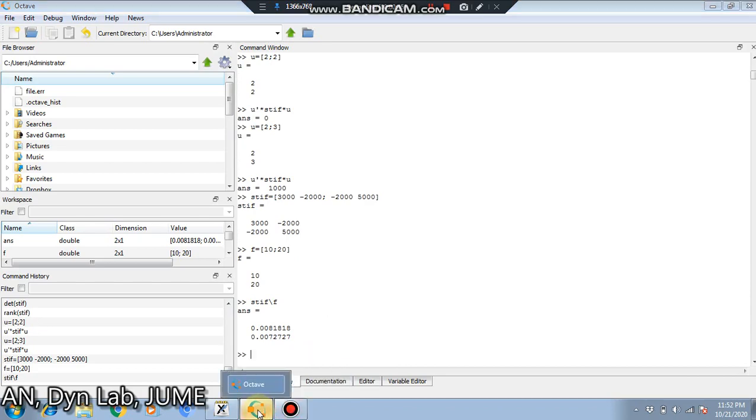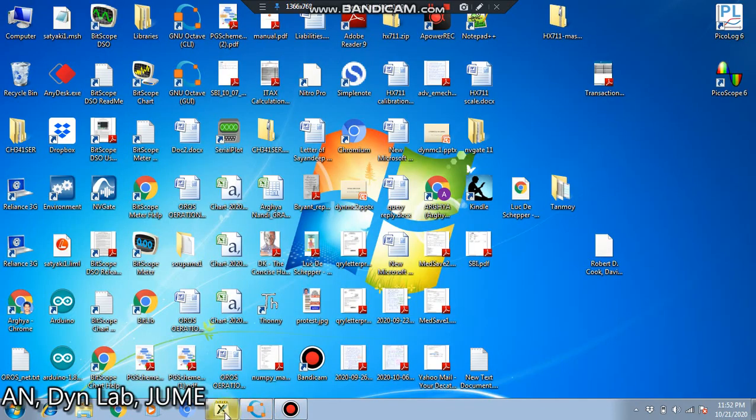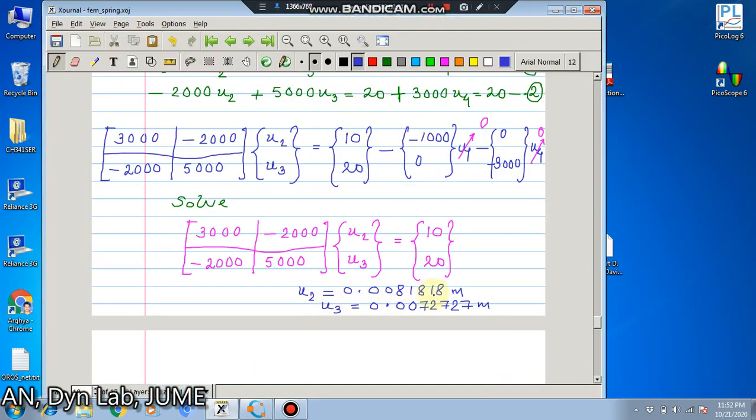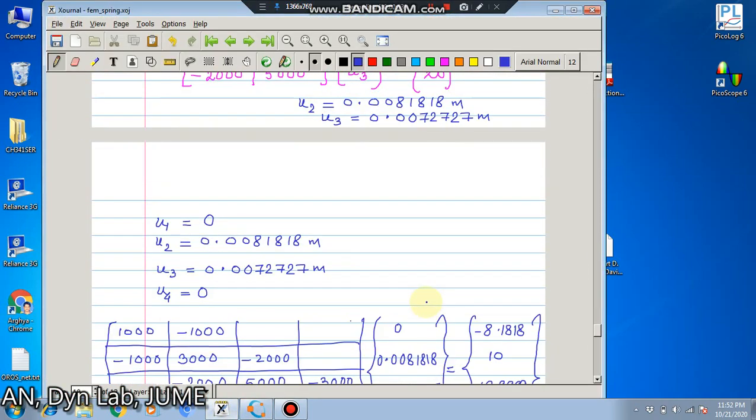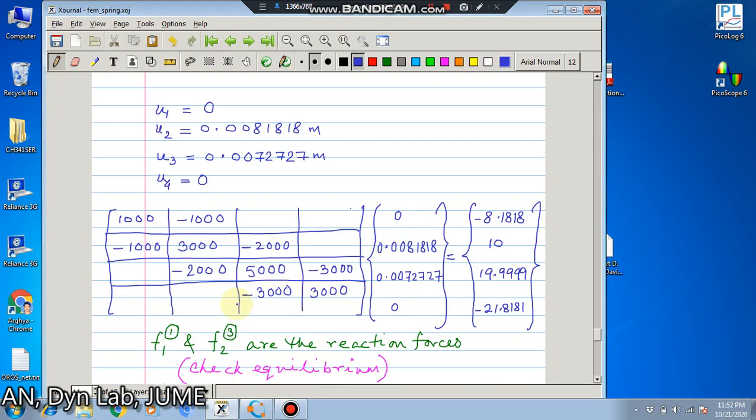So here these are the solutions. Now these are the 4 displacements at the 4 degrees of freedom. Now this is our system stiffness matrix. Now we know the full U vector. So these are the values, and if you multiply, then you get this as F1 of 1 and this is F2 of 3.